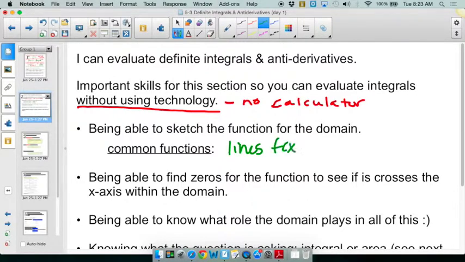Like f of x equals x. Or f of x equals, yeah, or even just 4 or 4x, right? We can draw those really quickly, and we can say, hey, that's a rectangle, or hey, that's a triangle, okay? Or hey, I'm going to cut it off at 2 points to make it a trapezoid, okay? Also, semicircles. Also really common.